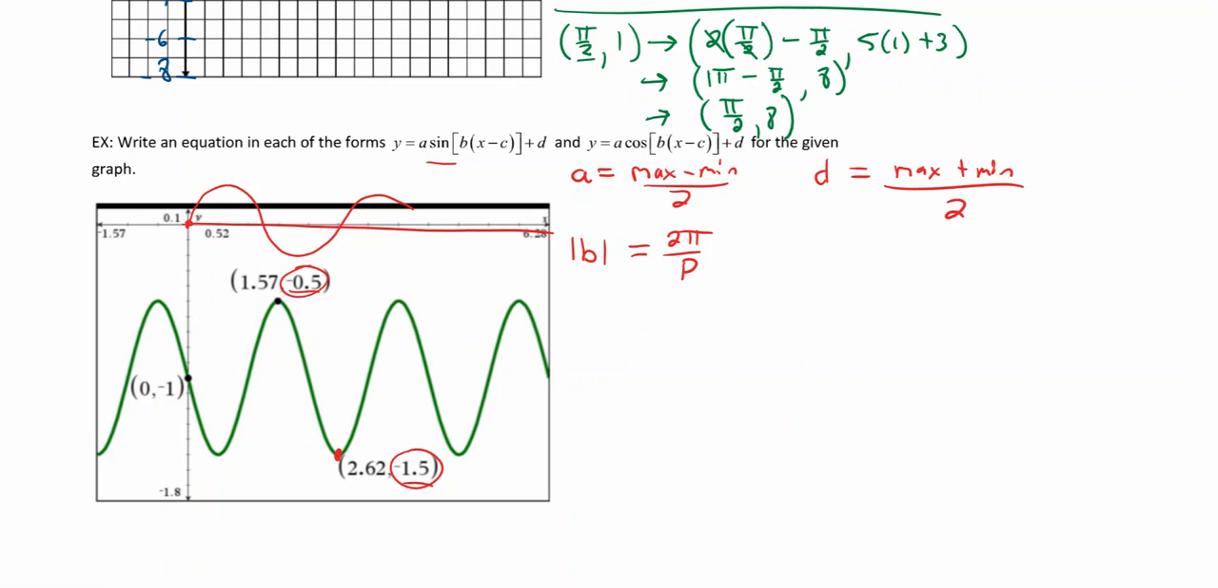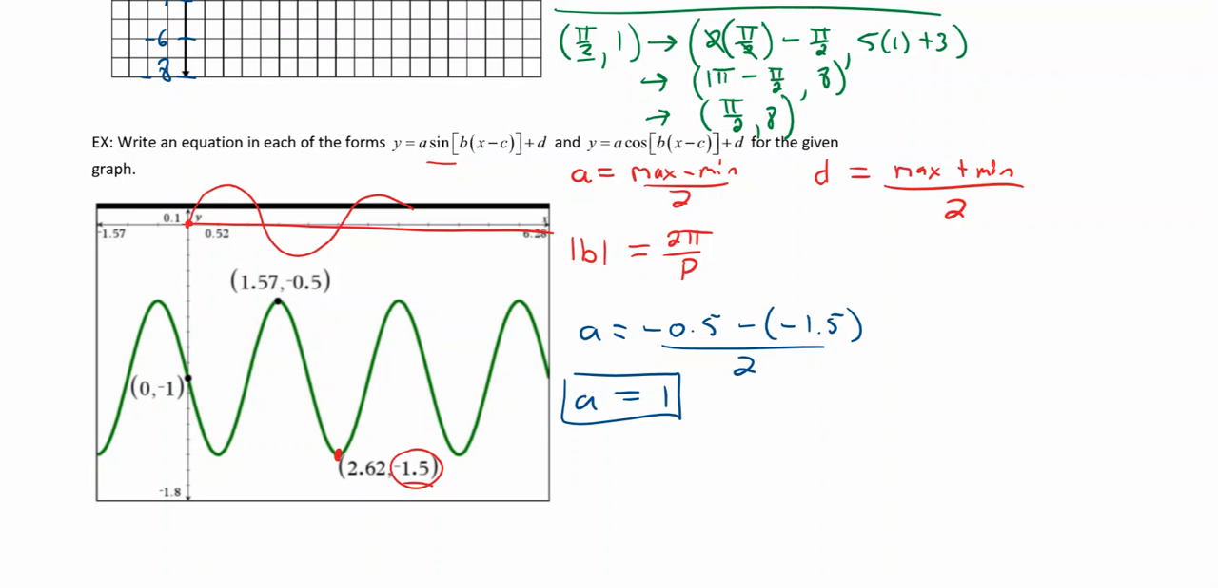All right, so those are our formulas that we can start with, right? So let's do them one by one. Our amplitude in this case is going to be our max minus our min divided by 2. So A is equal to our max, negative 0.5, minus our min, so minus negative 1.5, divided by 2. So our A value is equal to 1. I'm just going to put a box around that because we're going to use that to put everything together when we're done here. All right, so we got A.